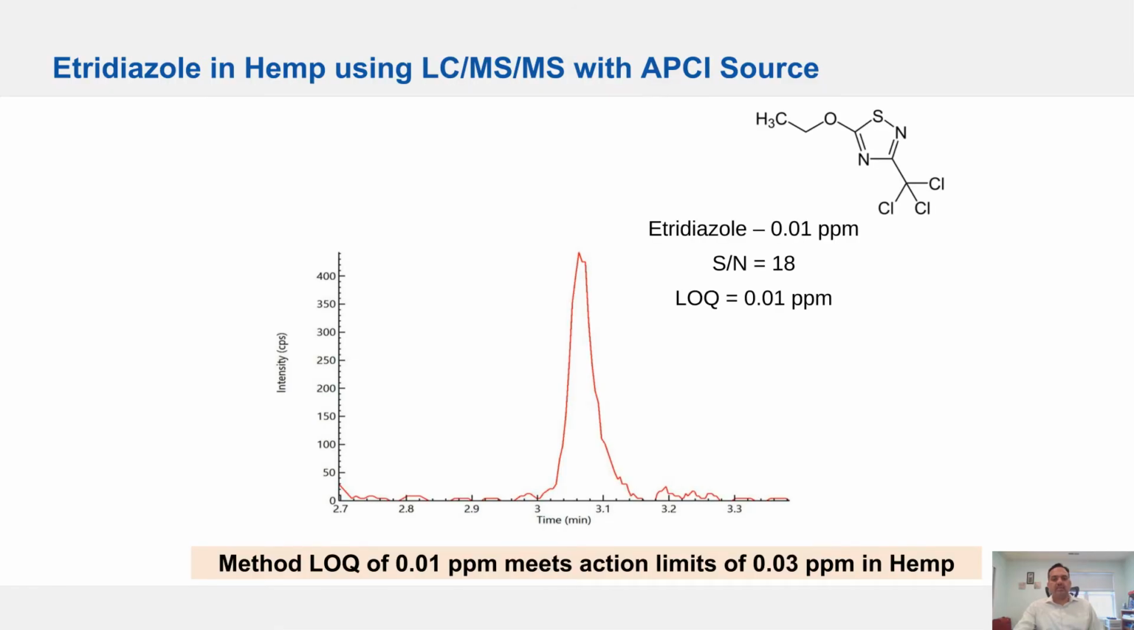Etridiazole is another pesticide which is very non-polar and chlorinated. It has very low proton affinity, so you cannot ionize this compound with good efficiency in positive ion mode using both ESI and APCI ion source. Therefore, we are analyzing this compound using APCI ion source in negative ion mode. This slide shows clearly that we get excellent LOQ of 0.01 ppm for this compound, and we can meet very stringent Colorado state action limits of 0.03 ppm in hemp for this compound.